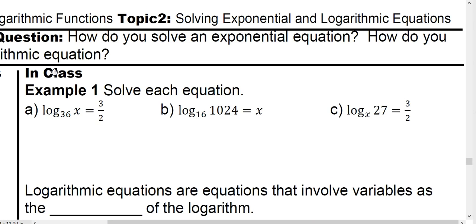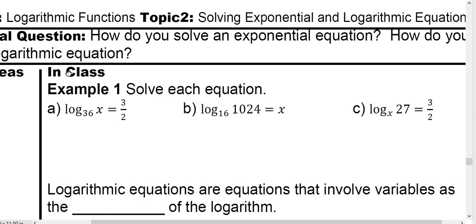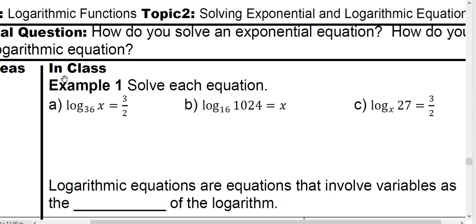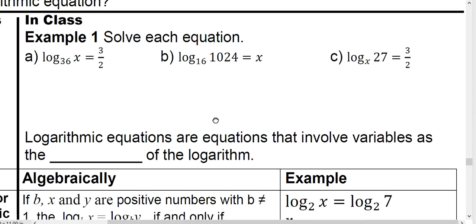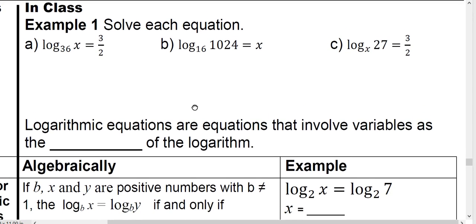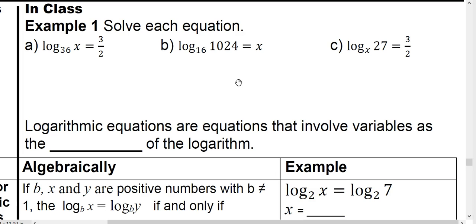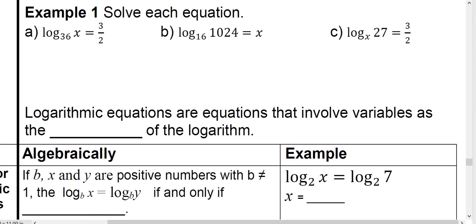Alright, so we're going to start our new unit today. I know there were a couple of problems we didn't get to last week on topic 1, but we will go over those at some point this week. But I just want to make sure we get through how to solve an exponential and logarithmic equation.